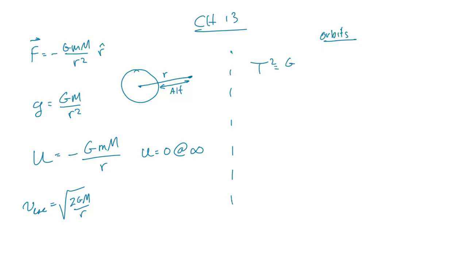Kepler's third law, 4 pi squared over GM, r cubed. That is definitely something that we need. I actually got to get my notes out for this one. For the escape speed, I have escape speed is the square root of 2GM over r.